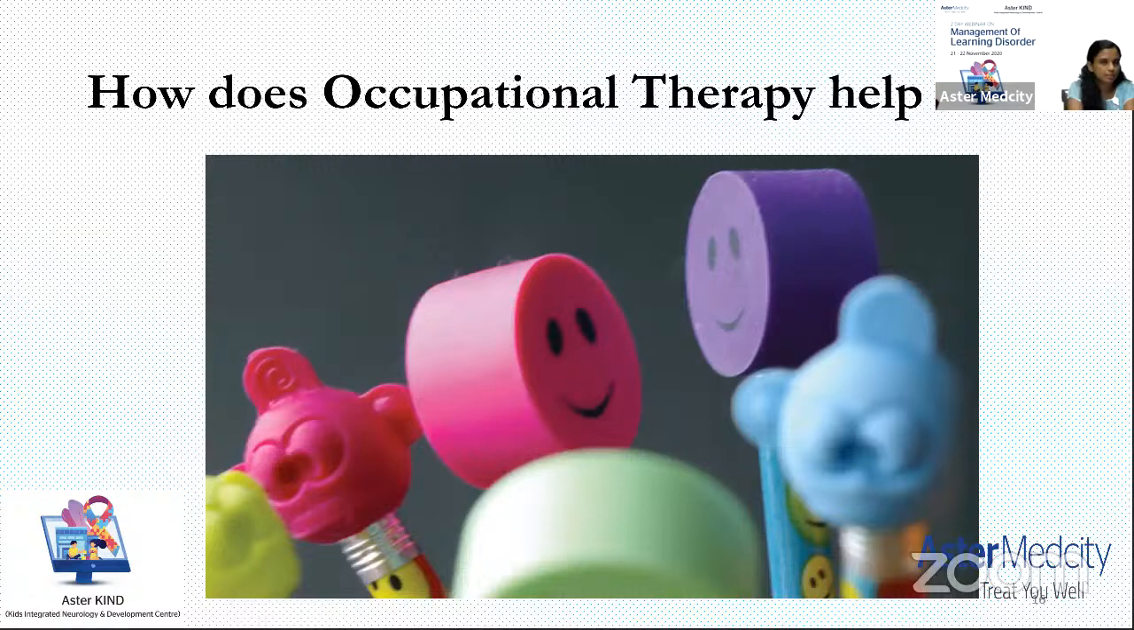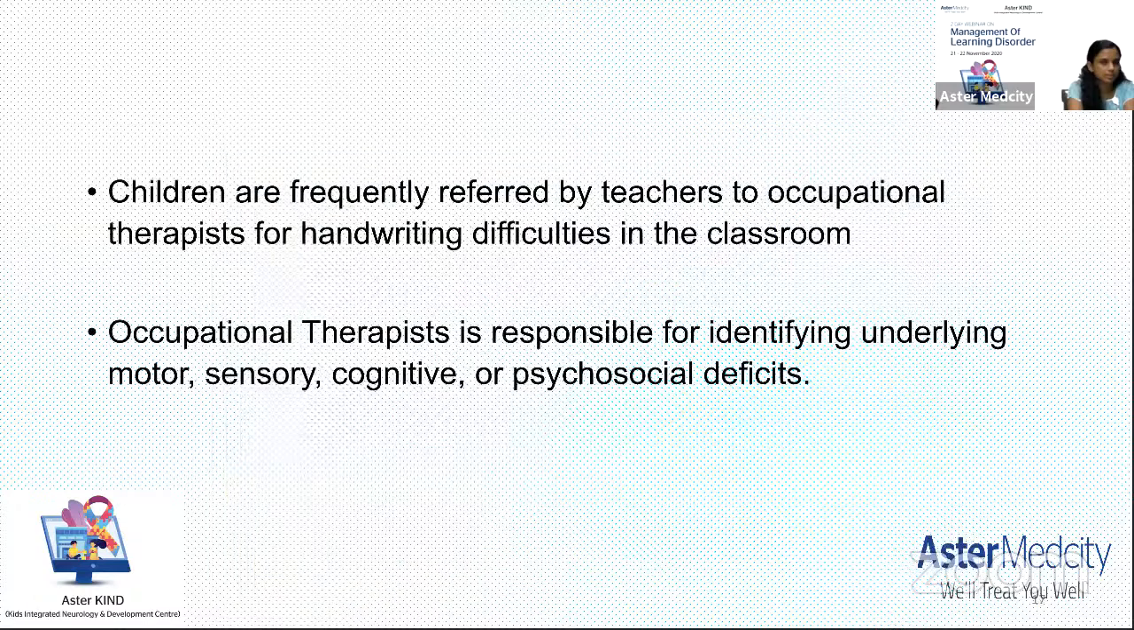So now let's see the role of occupational therapists. How does occupational therapy help children with dysgraphia? Children are frequently referred by teachers to occupational therapists for handwriting difficulties in the classroom. So the role of OT includes determining which domains of handwriting are affected and evaluating the environmental factors that affect the child's ability to write properly.